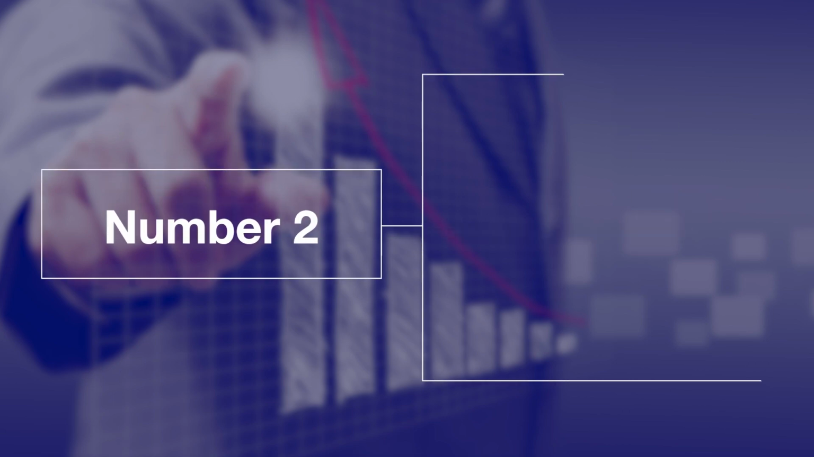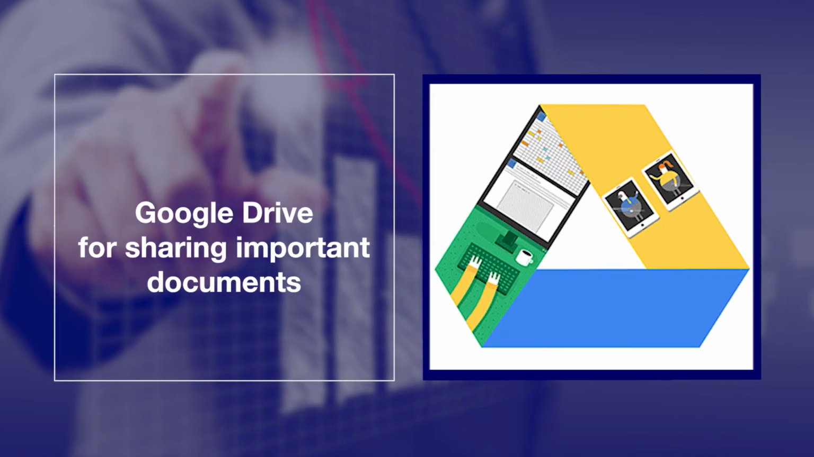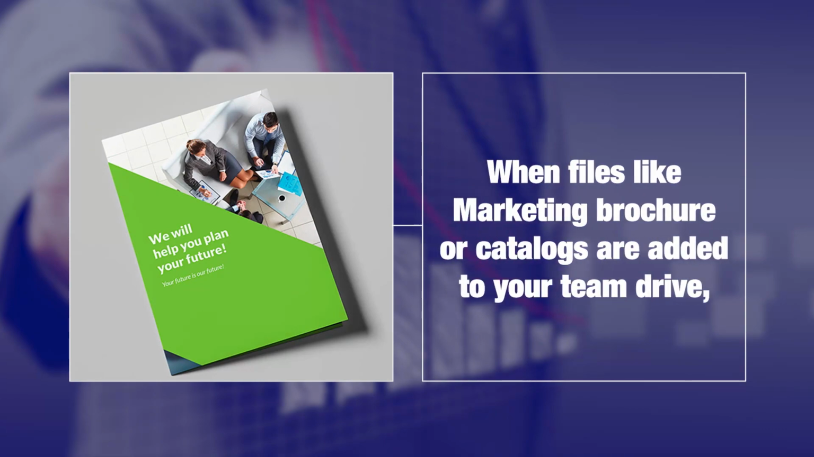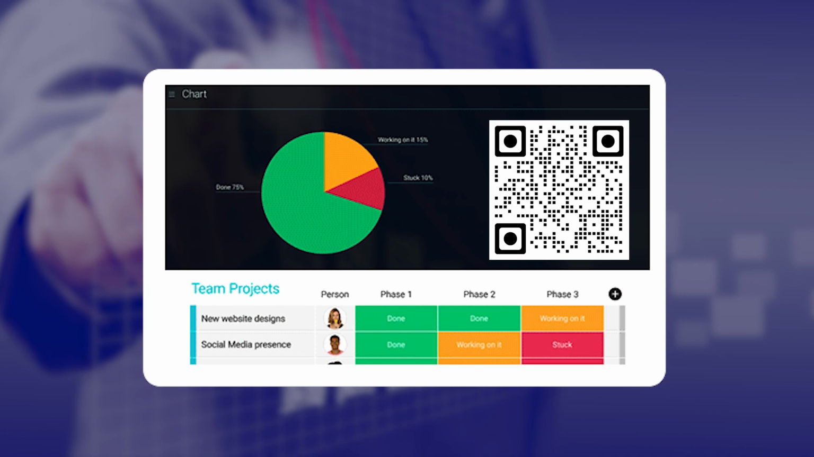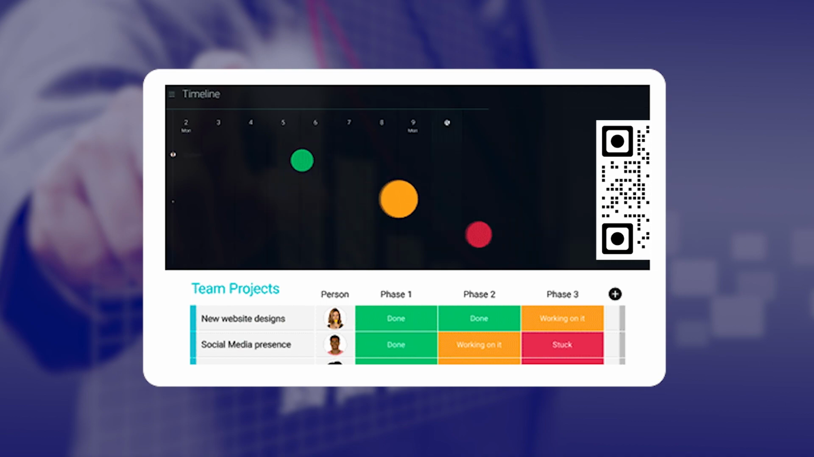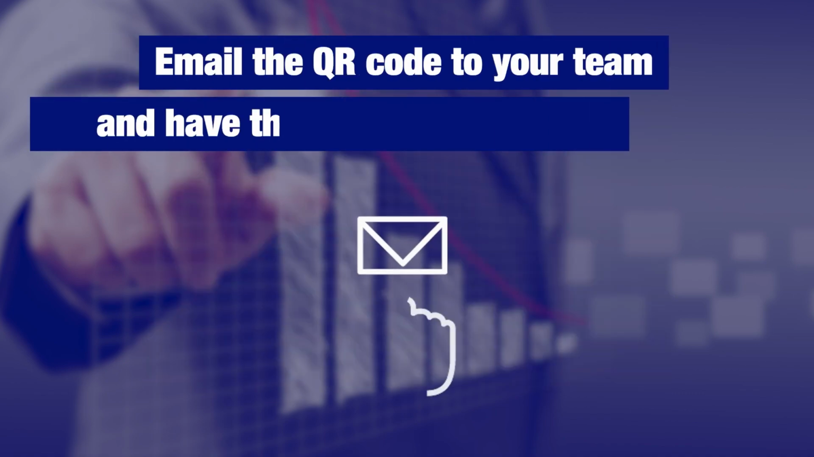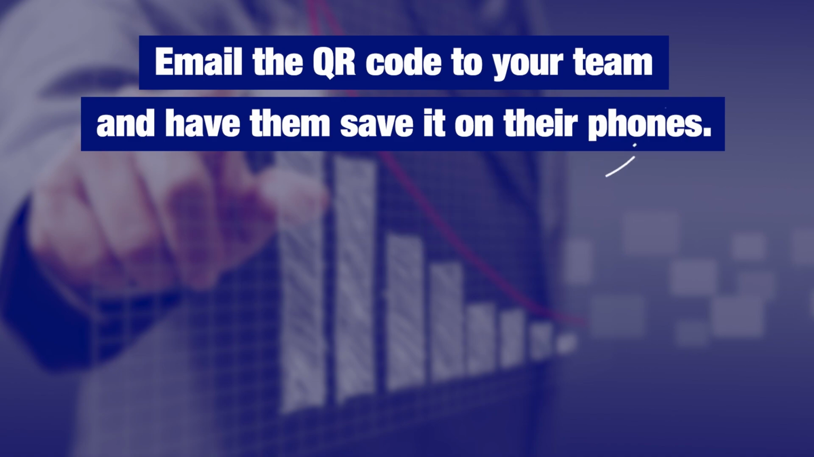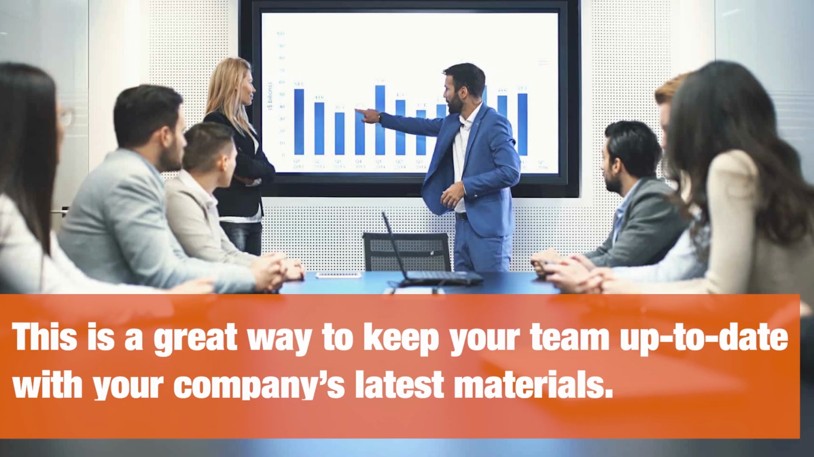Number 2. Google Drive for sharing important documents. When files like marketing brochure or catalogs are added to your team drive, you can create a workflow that automatically creates a QR code that links to your file. This is great for sharing your file wherever you are. Email the QR code to your team and have them save it on their phones. This is a great way to keep your team up to date with your company's latest materials.